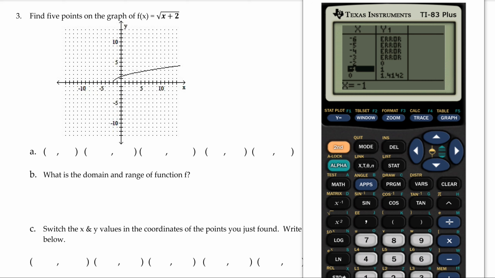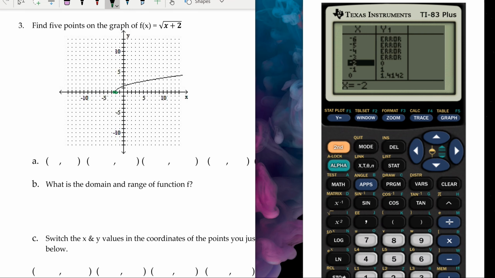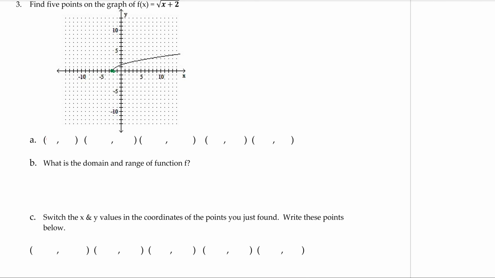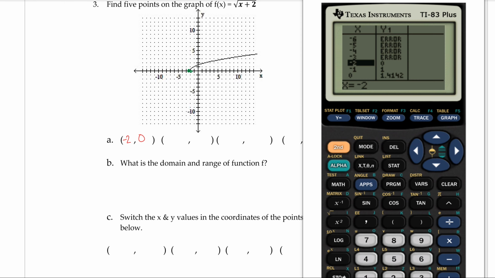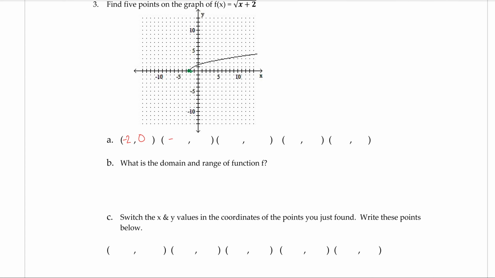The first clean number that we see is going to be negative 2, 0. Well, that happens to be right here. So we plug in negative 2, 0. Sorry, guys. Okay, we plug in negative 2, 0. Go back to my table, and I notice that my next clean point is at negative 1, 1. So I'm going to put that negative 1, 1, which of course I know is right here.